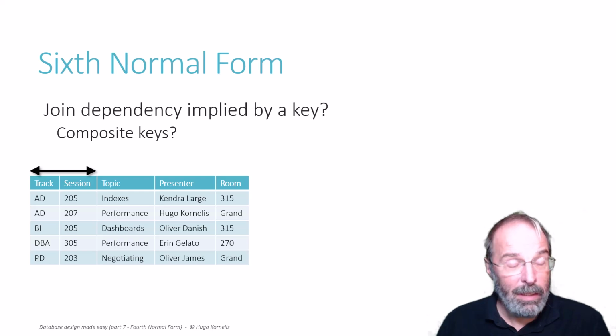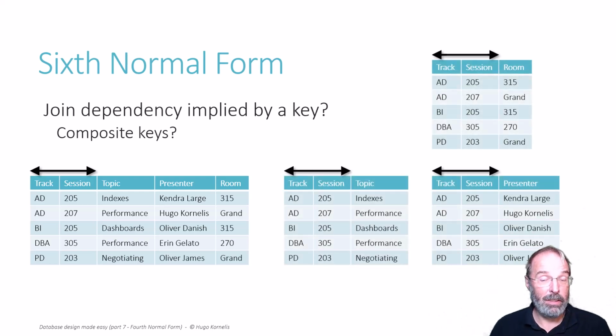And now, indeed, we can split this in the same 3 tables for a 6th normal form. We still have a join dependency. We still have 6th normal form. But now the 6th normal form version has tables with 3 columns. And that is basically the actual rule for 6th normal form.